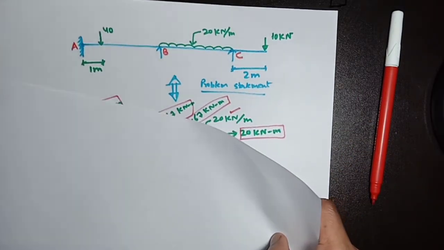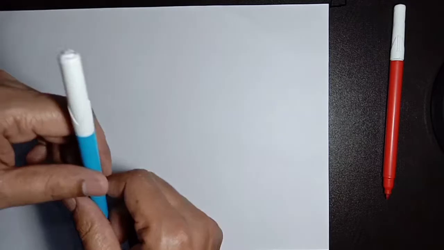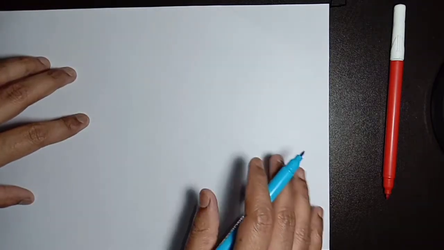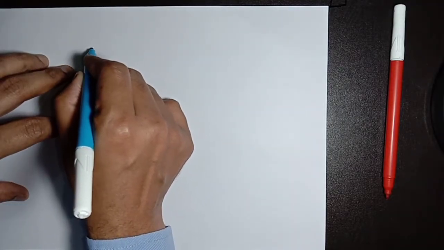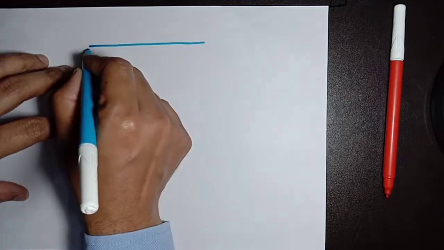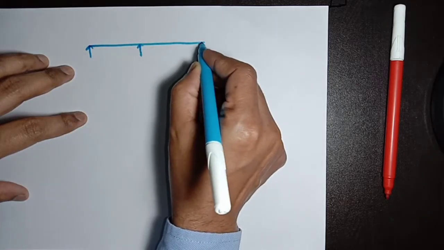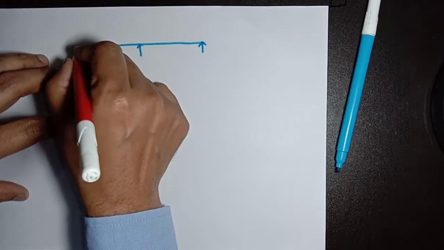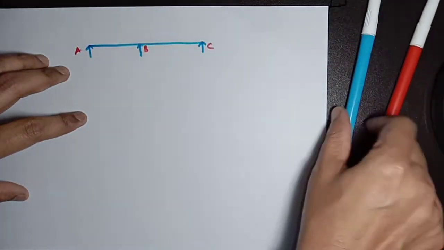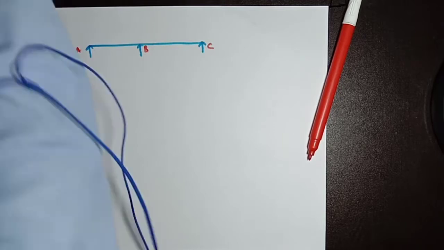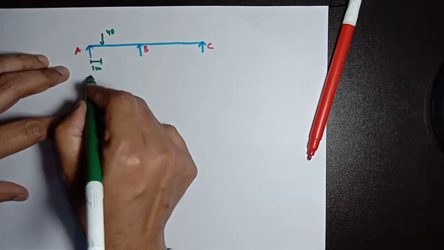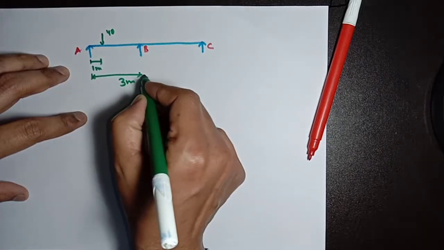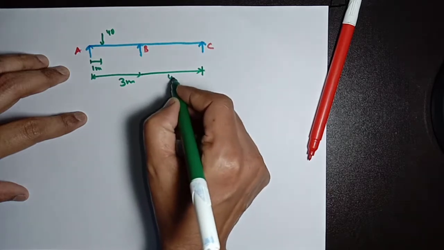Here we have developed the loading diagram through the bending moment chart. Now I will redraw the same loading chart here so that it will be easy for you to understand. This is joint A, this is joint B, and this is joint C. This is the load of 40 kilonewton at a length of 1 meter. This beam is of length 3 meter. This beam is of length 4 meter.